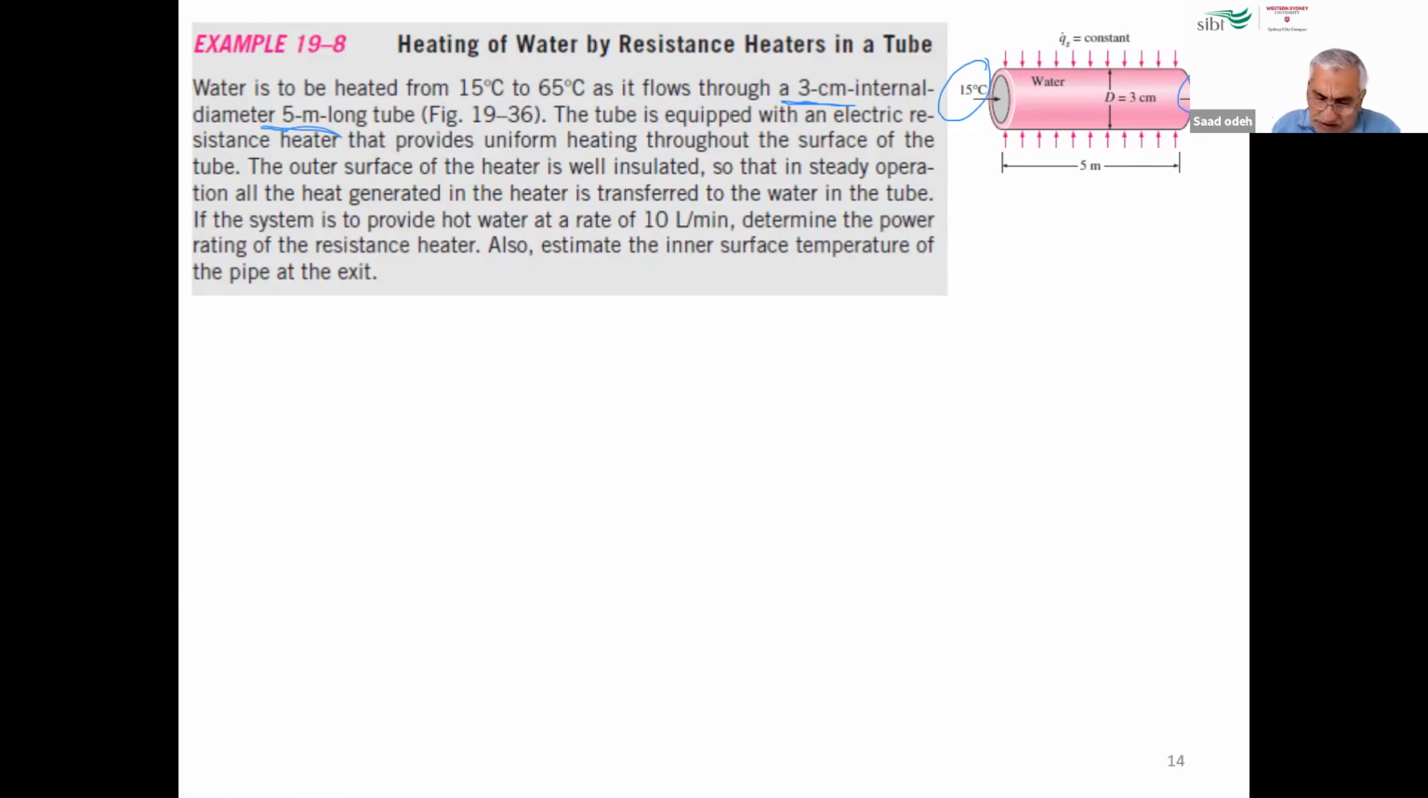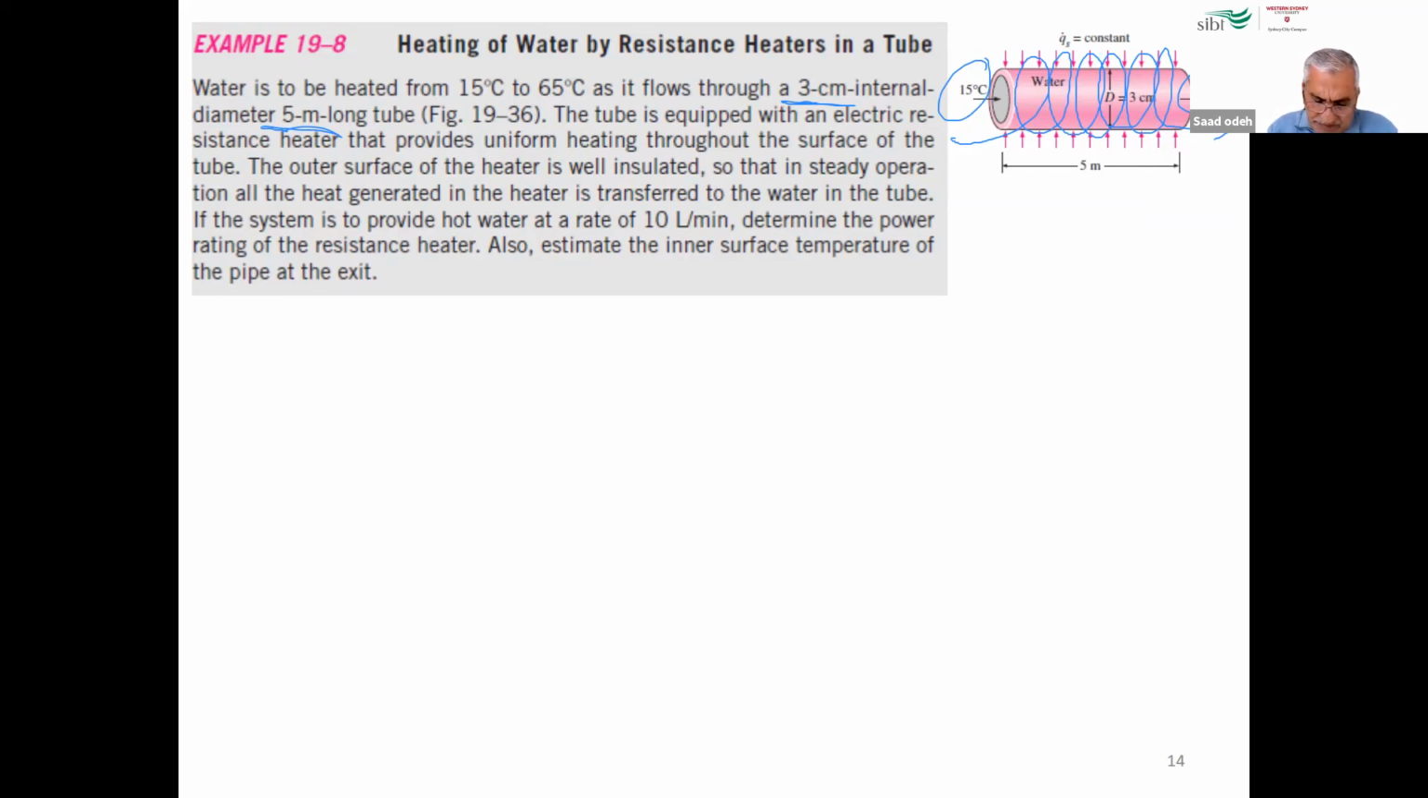The tube is actually equipped with electric resistance. So what does it mean here? It means there is an electric resistance around the tube, like a wire around the tube. And this wire is actually a resistance. When the current flows through this wire, it will create heat. And the heat will be constant because the wire is distributed evenly along the length, so that we get the same amount of heat flux anywhere.